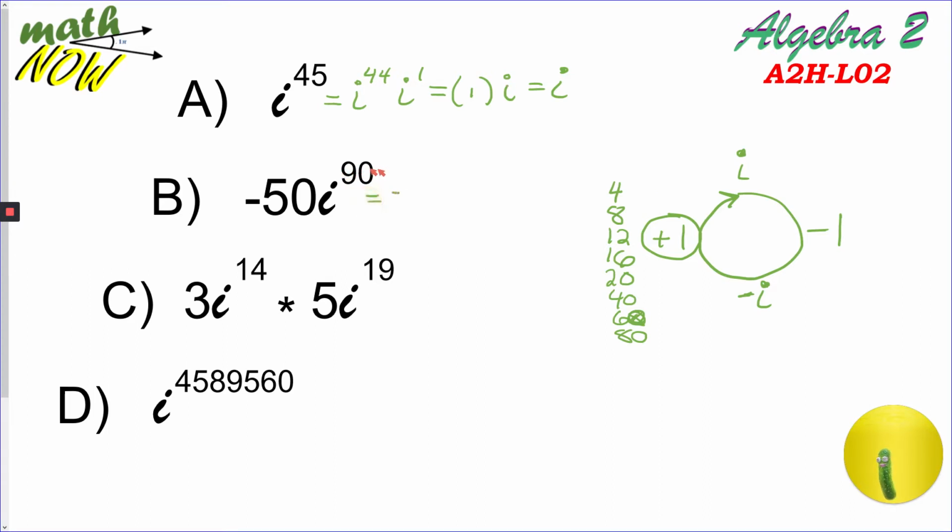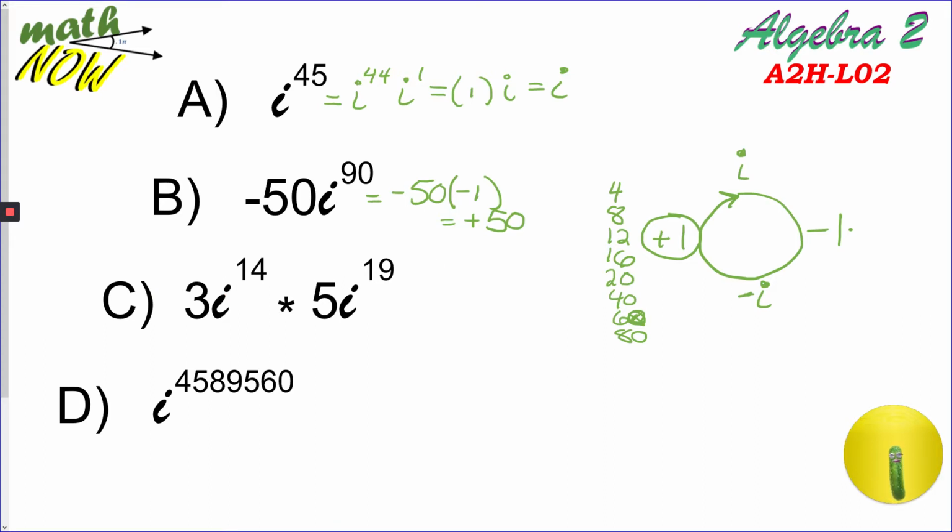Now, i to the 90th power, I'm actually going to write the negative 5i, because I'm going to find i to the 90th. Here's 80, here's 84, 88, 89, 90, right here. So that's negative 1. And that will give us positive 5i. Cool.